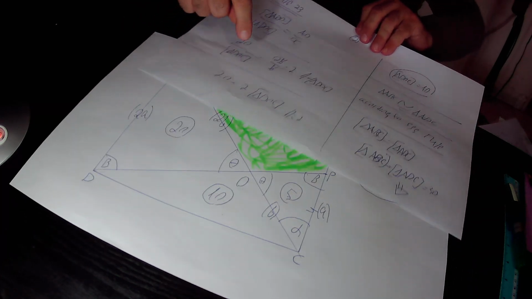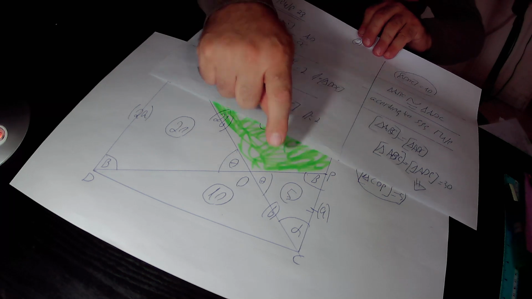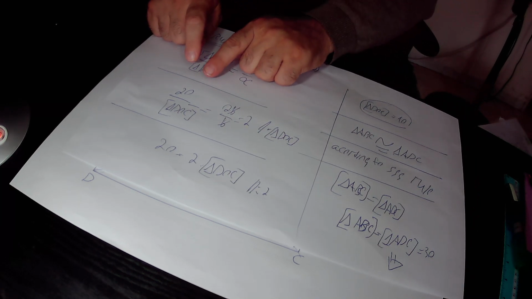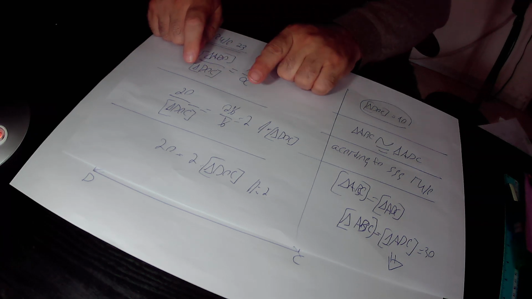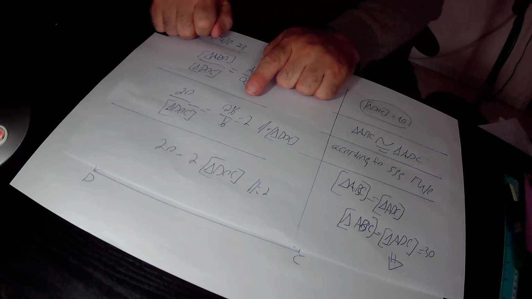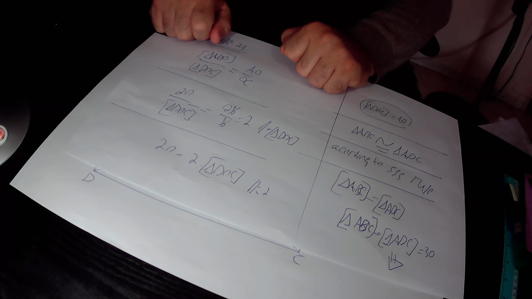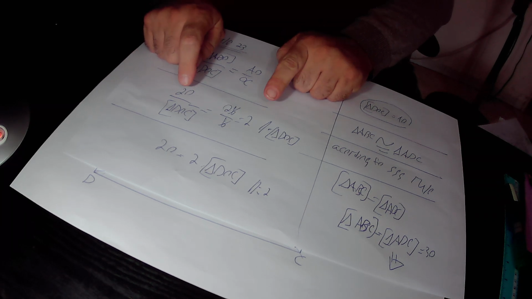AO is 2B over OC. OC is B. So in total, AO over OC is 2B over B. So in total, we can find out that 20 over the area of triangle DOC equals 2B over B. We have B in the numerator and B in the denominator, so B will get cancelled and we are left only with 2. So in total, 20 over the area of triangle DOC equals 2.